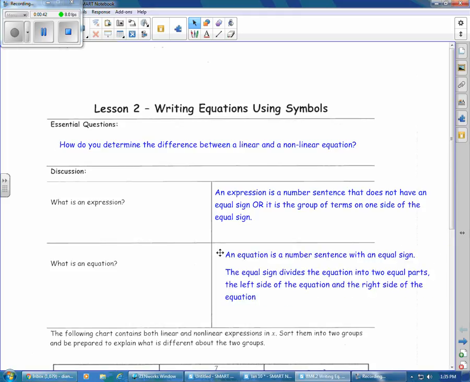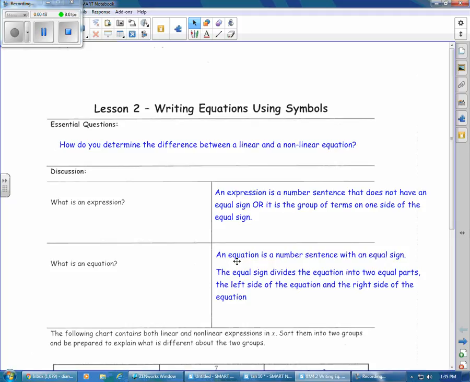You might have guessed by now that an equation is a number sentence with an equal sign. In the word equation, you have the first part of the word equal, so hopefully that will help you remember which one has the equal sign and which one does not. Now the equal sign divides the equation into two equal parts, the left side of the equation and the right side of the equation. On each side of that equal sign, we can say that there is an expression. They're just separated by that equal sign, and the whole thing together is an equation.